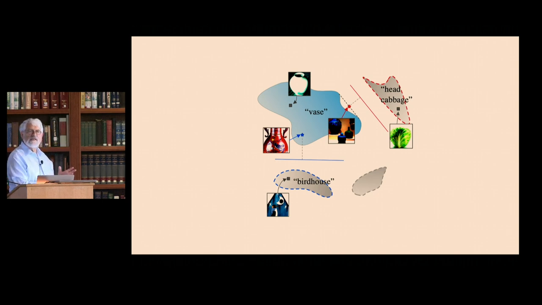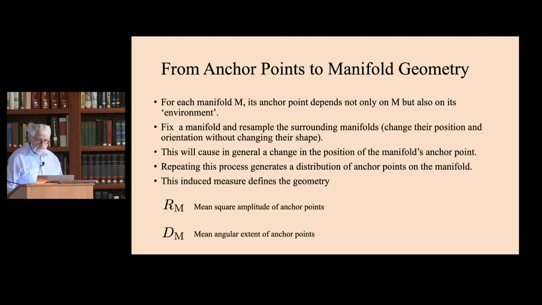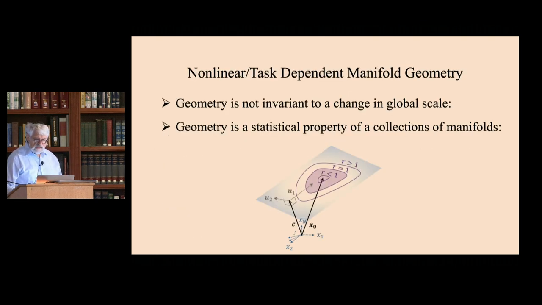So that's the idea, that the collection of anchor points on this manifold are the points that are critical to separate it from the other manifolds. Okay, so that's the general idea.